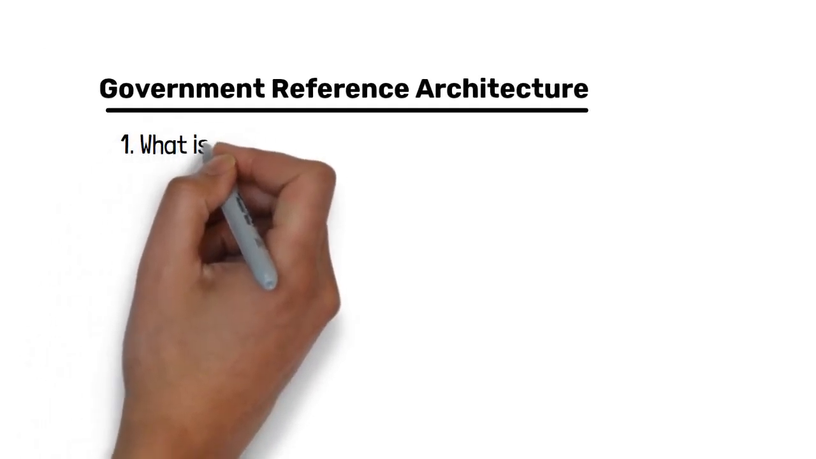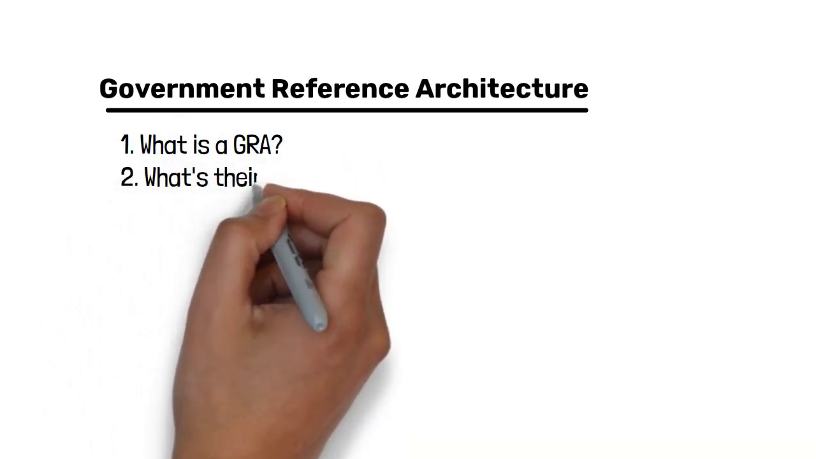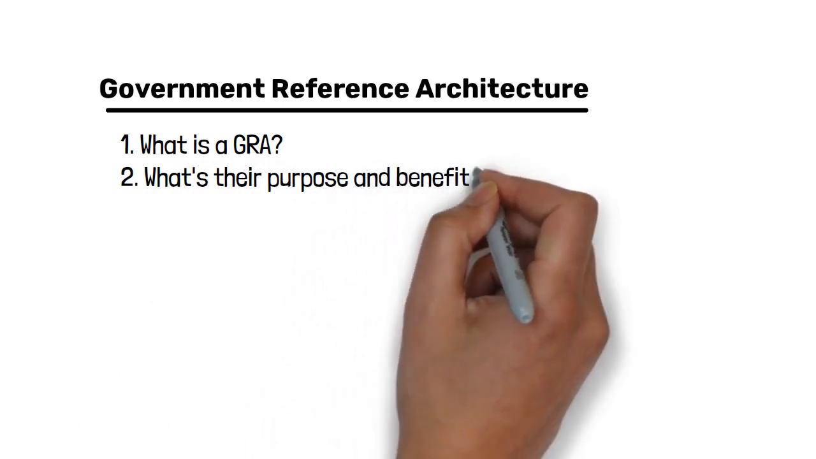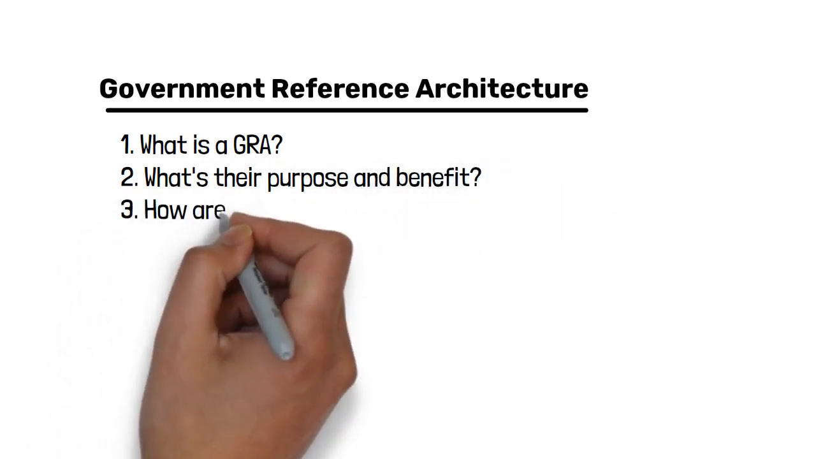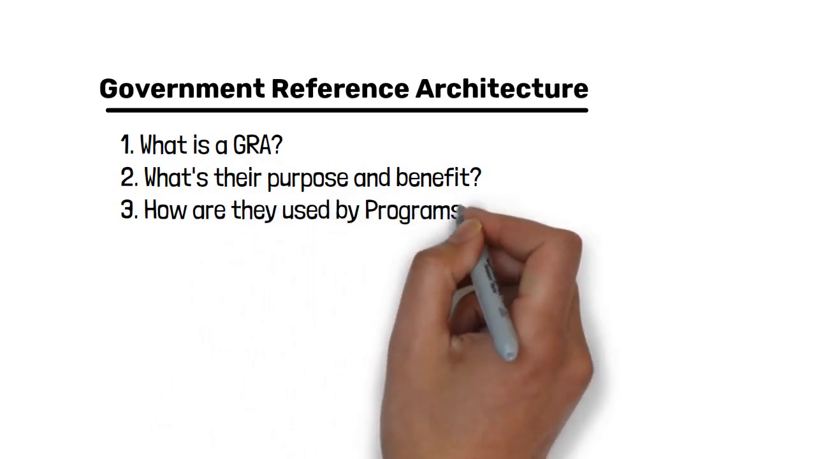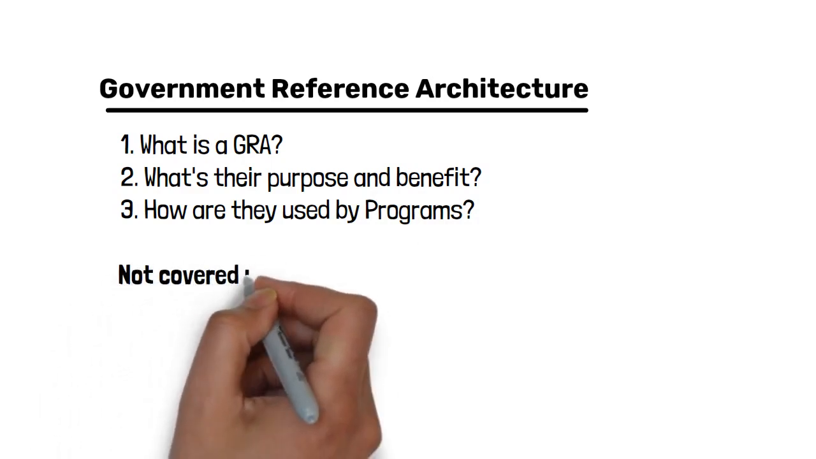The topics covered in this video will be: 1. What is a government reference architecture? 2. What is the purpose of a government reference architecture and what are their benefits? And 3. How will a program use a government reference architecture during systems acquisition process? The last topic might be the most important to most of you, but we'll address the other two first.